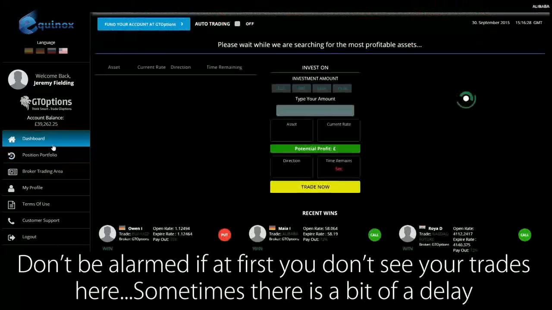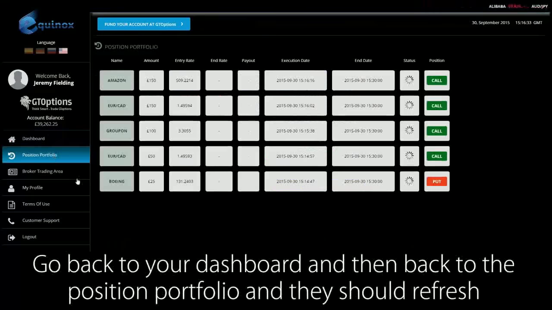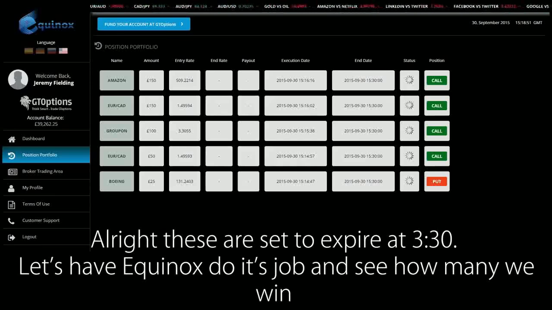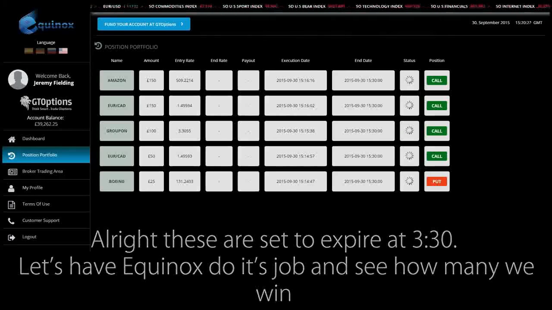Don't be alarmed at first if you don't see your trades here. Sometimes there's a bit of a delay. Go back to your dashboard and then back to the position portfolio, and they should refresh. See? There you go. All right, these are set to expire at 3:30. Let's have Equinox do its job and see how many we win.